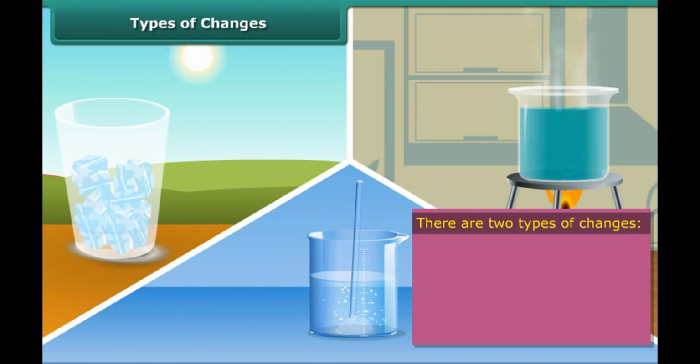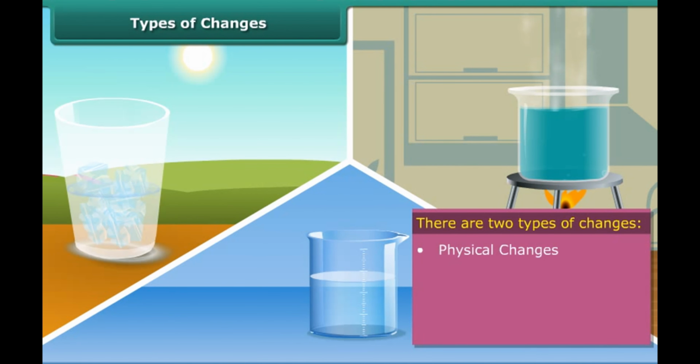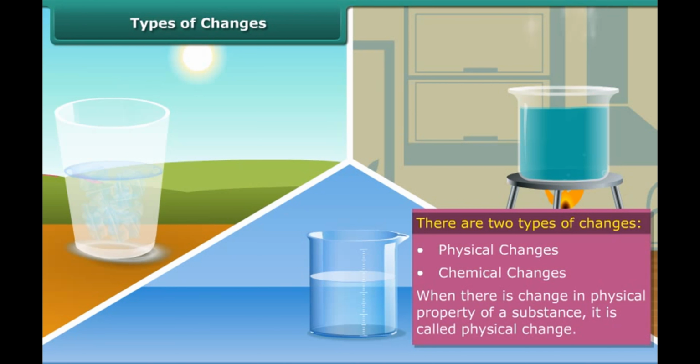Changes are of two types, physical change and chemical change. In this module, you will study the physical changes. When there is a change in properties such as shape, size, color, and state of a substance, it is called physical change.